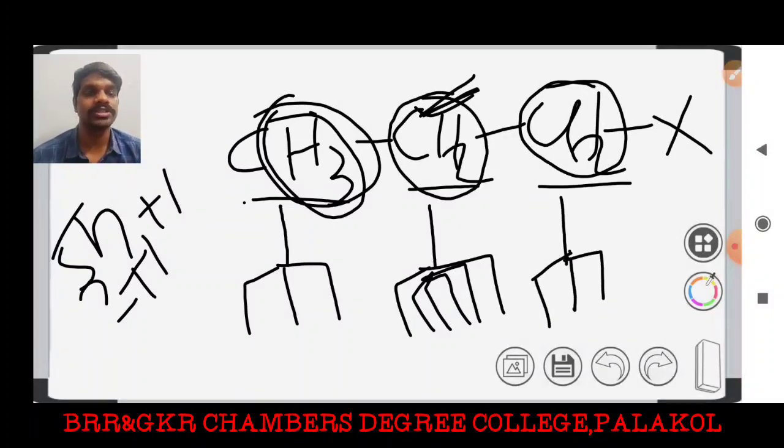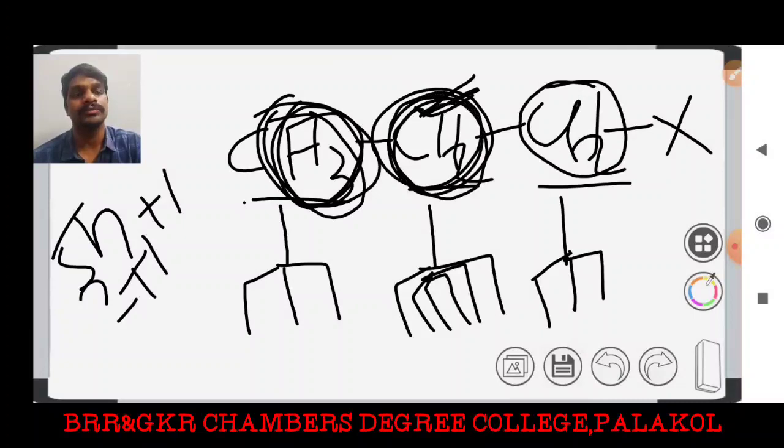So this is called spin-spin splitting. Why is this CH3 group split into a triplet? Because the spin of these hydrogen atoms interacts with the spin of the neighboring protons. And again, why does it exist as a sextet?